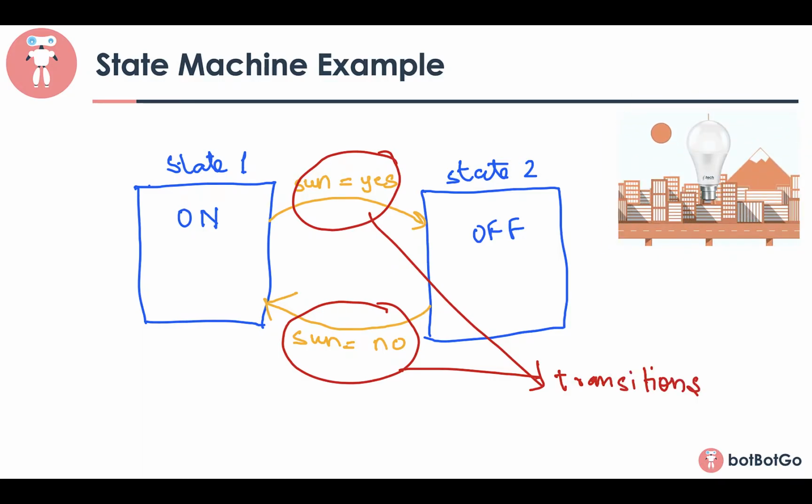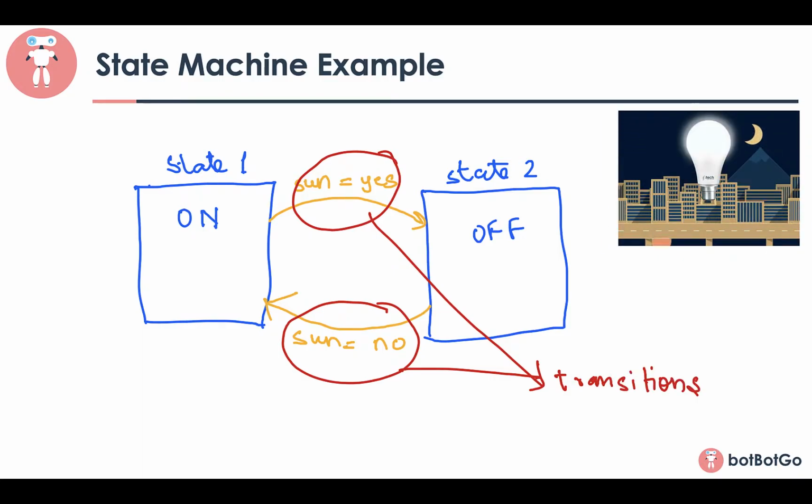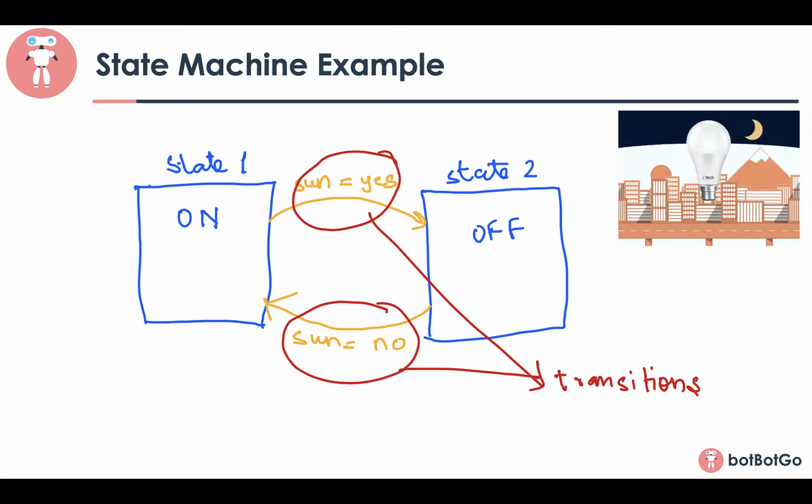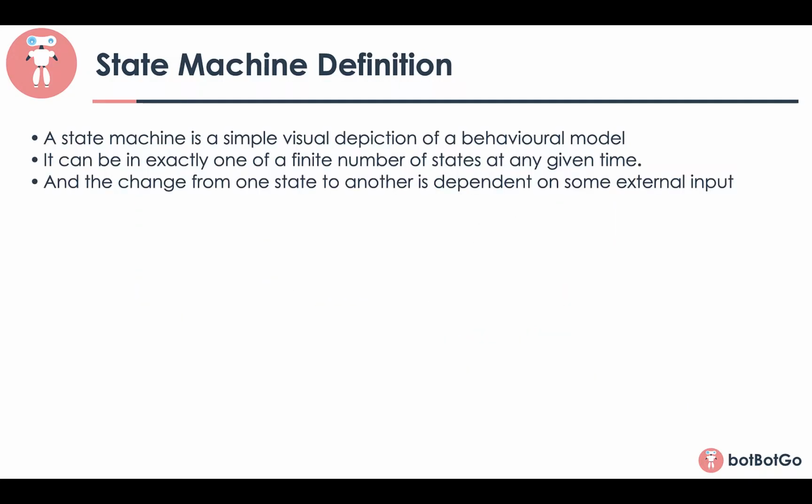So now if we had to summarize what we just saw here in order to define what state machine is, there are basically these 3 points. The first point is that a state machine is nothing but a simple visual depiction of a behavioral model. So in our previous case, this model was nothing but switching on and switching off of a light bulb.